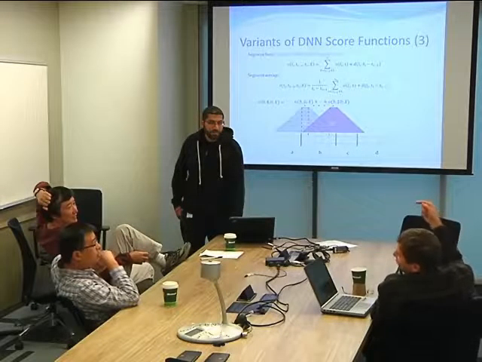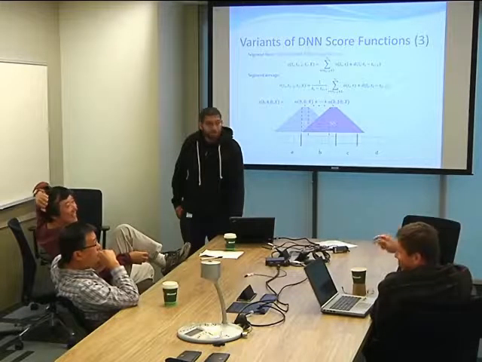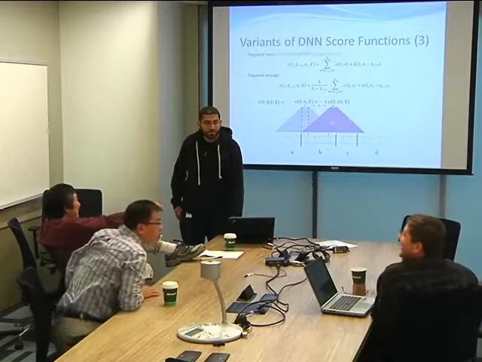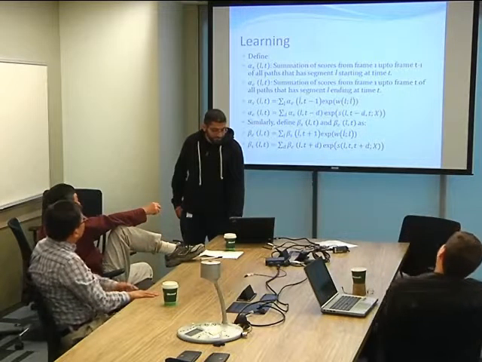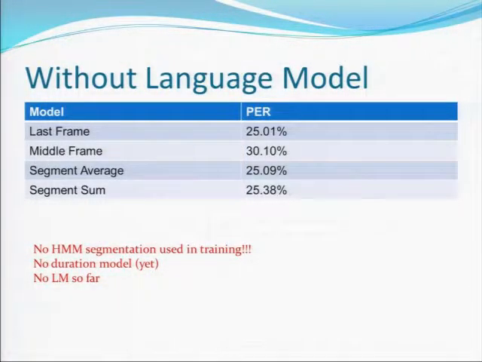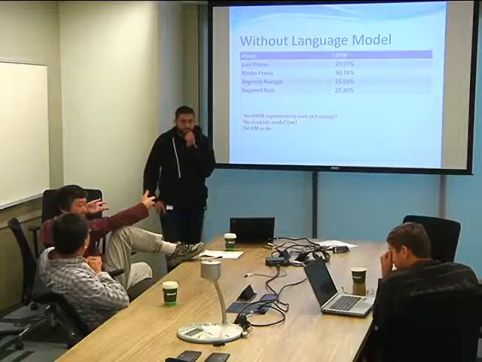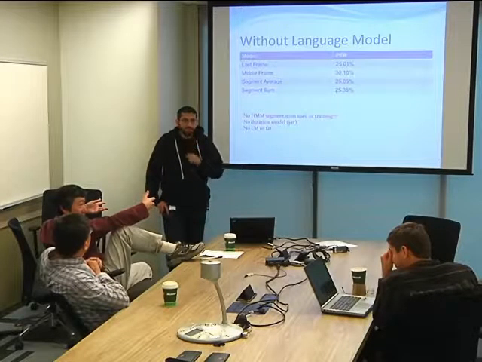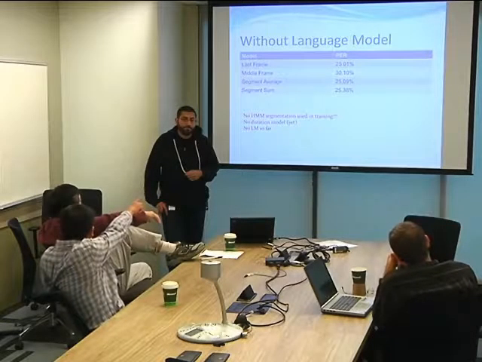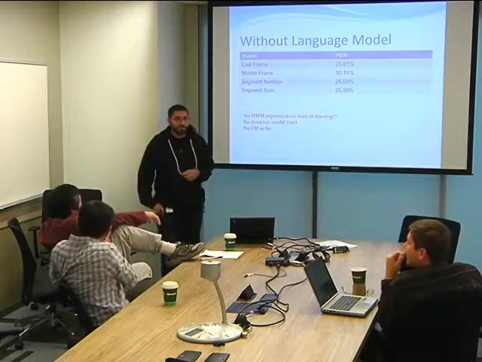Oh, I guess you can't do the back propagation. Yeah, exactly. You have to fix those scores. So I see. Otherwise, according to your suggestion, there's a mismatch between training and testing, right? That's why if you use the hybrid system you get 23, and if you use segment sum you get 25.